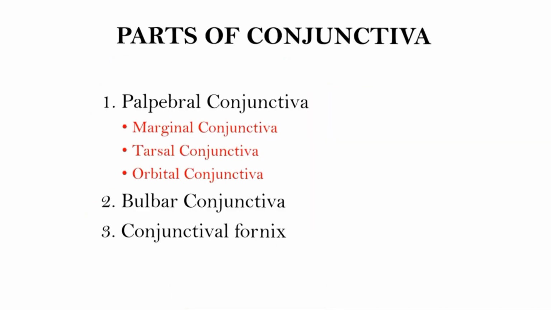Parts of the conjunctiva. What are the different parts of the conjunctiva? There are three main basic parts: palpebral conjunctiva, bulbar conjunctiva, and conjunctival fornix. The palpebral conjunctiva is subdivided into marginal conjunctiva, tarsal conjunctiva, and orbital conjunctiva. We will see the details.